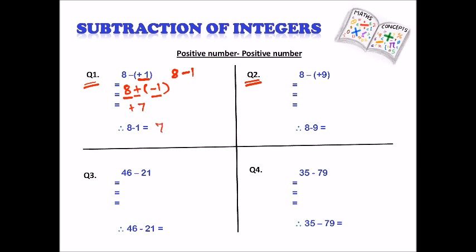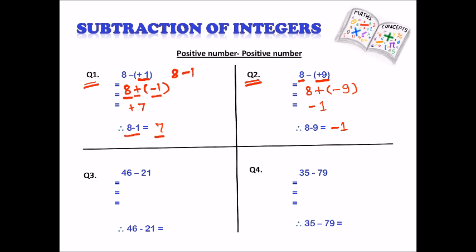Okay, second example, 8 minus plus 9. Here we are subtracting a bigger number from a smaller number, so the answer is going to be negative. In the first case we subtracted a smaller number from a bigger number, so the answer was positive. In the second case we are subtracting a bigger number from a smaller number, the answer is going to be negative. Let's convert this to an addition problem. So this becomes 8 plus minus 9, find the difference of absolute values which is 1, and we give a negative sign to the answer because minus 9 has the higher absolute value.